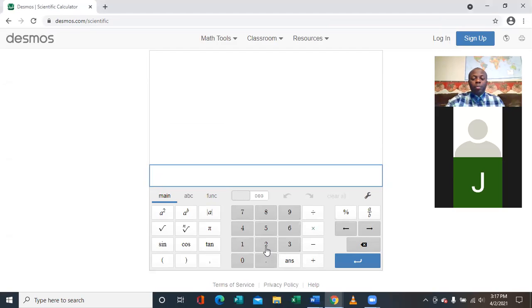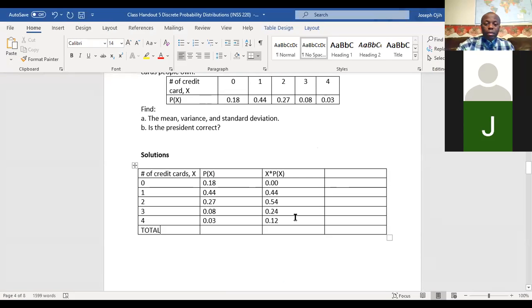So 0.00 plus 0.44 plus 0.54 plus 0.24, that's 1.22. I think I still have one more: 0.12 plus that gives 1.34. So we have it here as 1.34. Now, we need two more things.